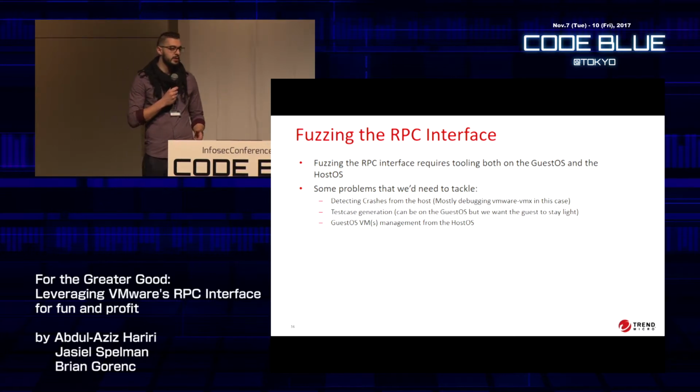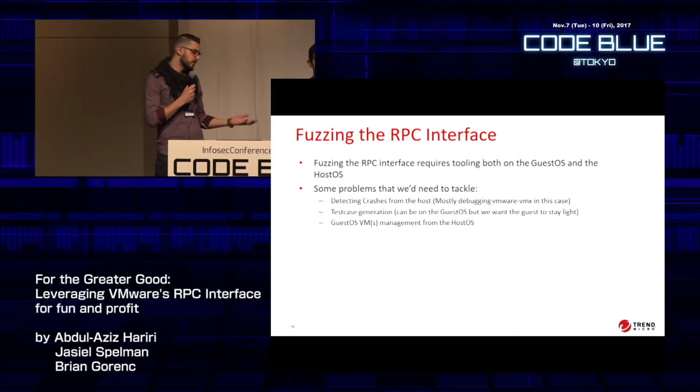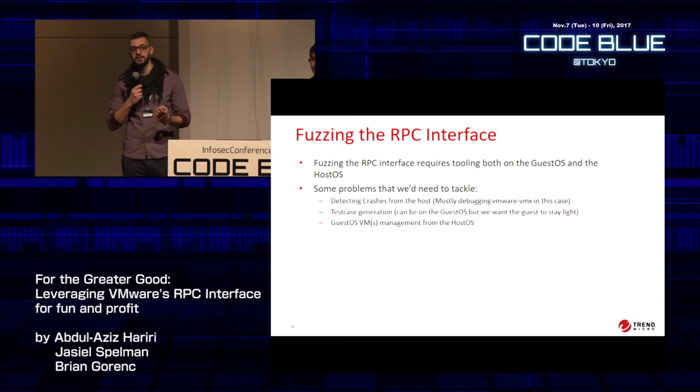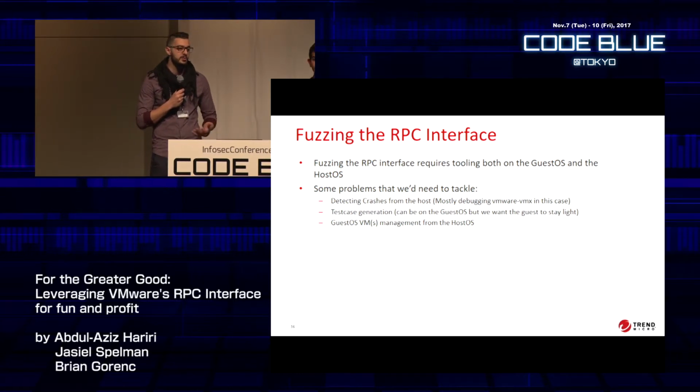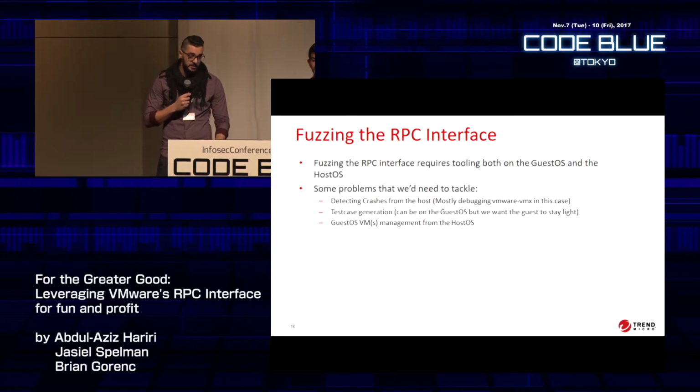Like debugging, should we debug the host or the VMware VMX from the host? Of course, we have to do test case generation. Should that be done inside the guest VM or from the host? And how do we actually manage all these VMs? If we have, let's say, 10 VMs and we're doing some fuzzing, how do we manage all of them? Specifically, I'm talking about fuzzing Workstation RPC from inside Workstation.